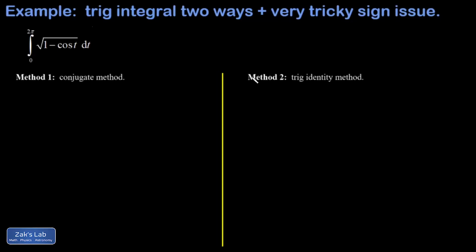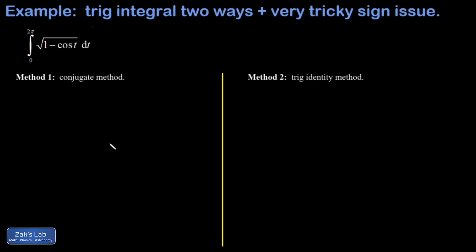In this video, we're looking at an interesting integral that popped up for me recently in the context of a larger problem. It's the integral from 0 to 2 pi of the square root of 1 minus cosine t dt. Now, the first solution method that occurred to me was to use what I'll call the conjugate method on this integral. And something really interesting happens when you take this approach to the integral.